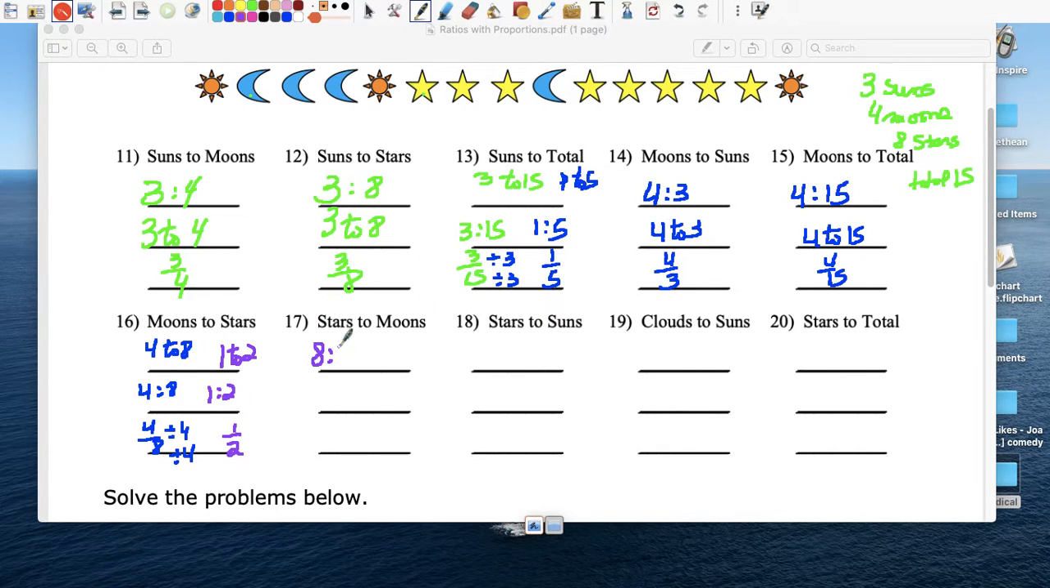Stars to moons, it's backwards. 8 to 4, and 8 over 4. Can we divide this again? Yes, by 4. And we get 2 to 1. So we can write it as 2 to 1.